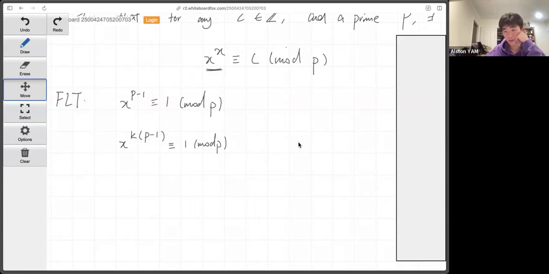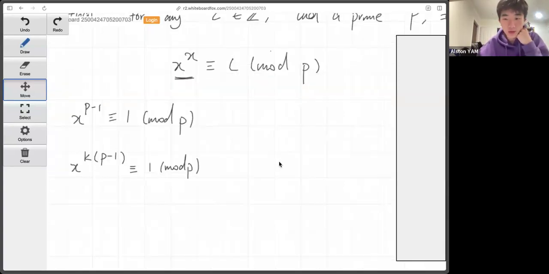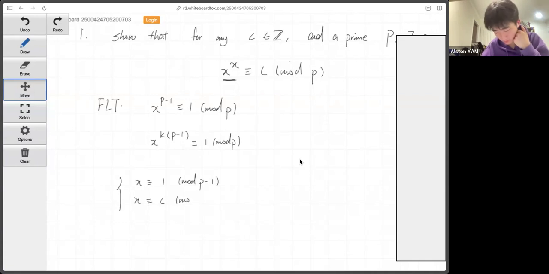So it would be very good if we can somehow control this x so that we are ending up with a value, which is c. So what we actually want, and I'll write the congruences here, is x is congruent to 1 under mod p minus 1, and I'll tell you guys why later. And we also want x is congruent to c under mod p. So why is that?